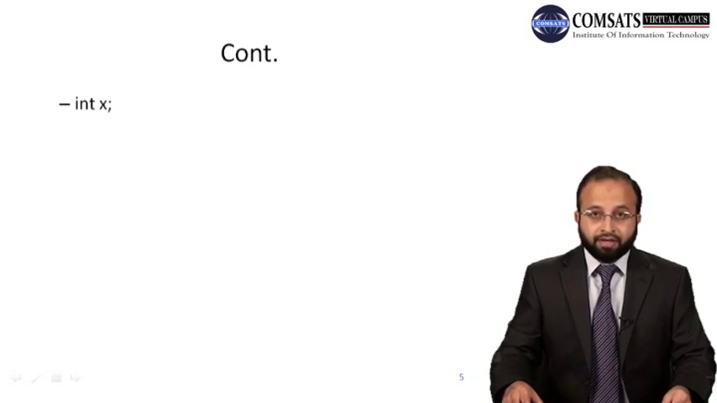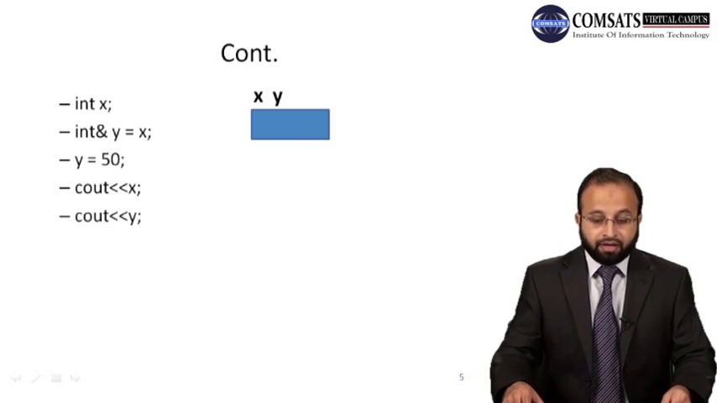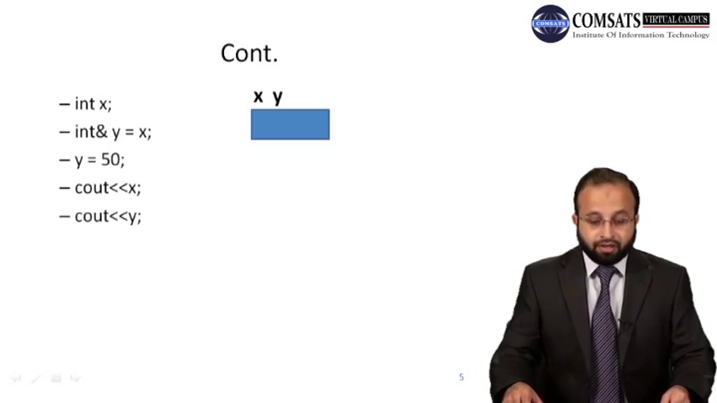So for example, you declare a variable int x, memory will be allocated for x, then you create a reference variable y and initialize it with the variable x. This means that now y is the alias name for the memory that is associated with the variable x. Now you can access the same memory location using x and y. Then you execute the statement y is equal to 50, then cout x, now 50 will be printed, cout y, again 50 will be printed. So the same memory location now can be accessed using 2 variables, that is x and y.